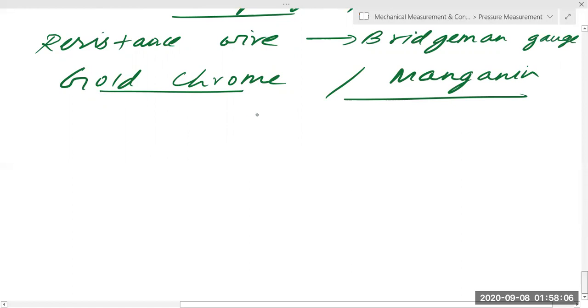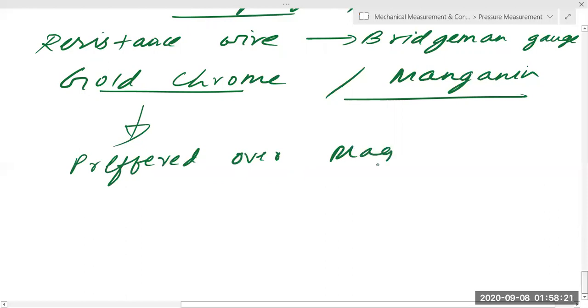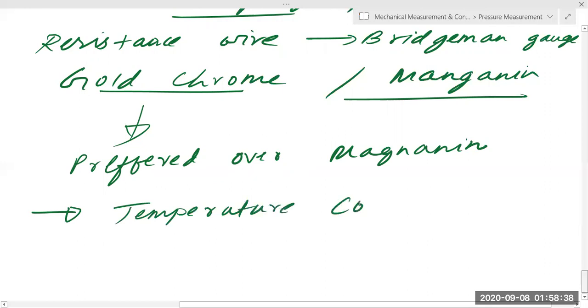I'll let you know why gold chrome is preferred over manganese. There is some reason. I'll tell you what the reason is. The first reason is the temperature coefficient of resistance. We'll try to keep it simple.